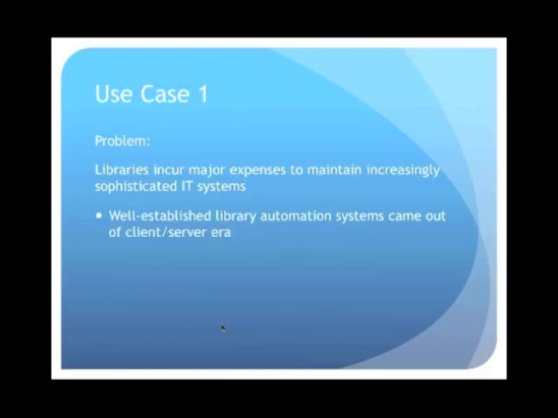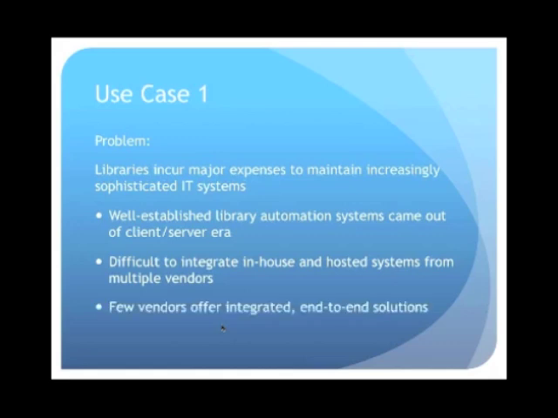The problem right now is that all of the well-known library automation systems came out in the client-server era. They're not designed to be run as services. They're big monolithic things that can't be mixed and matched like these mashups can be mixed and matched. It just doesn't happen. It's really difficult to integrate these kinds of things and in-house applications, which are also monolithic, from multiple vendors. You just can't do it. And fewer vendors offer fully integrated end-to-end solutions where you can get away with not doing this kind of integration.